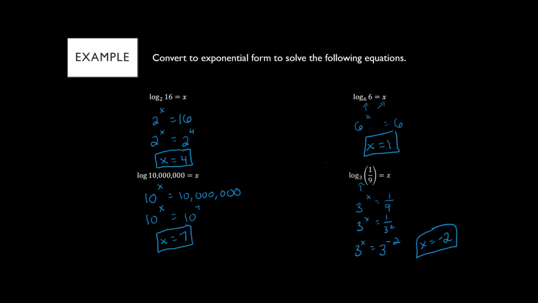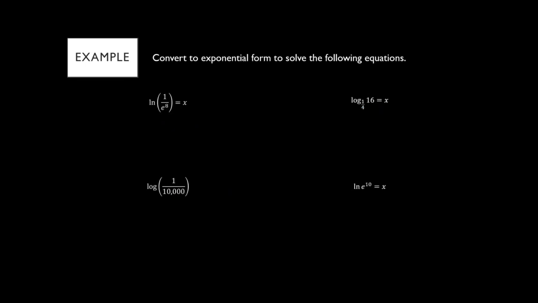All right. Here's some more, because we can never have too much practice. So we've got on the top left, ln. So that's the natural log, which means it's base e. So this is going to be e to the x equals 1 over e to the 8.